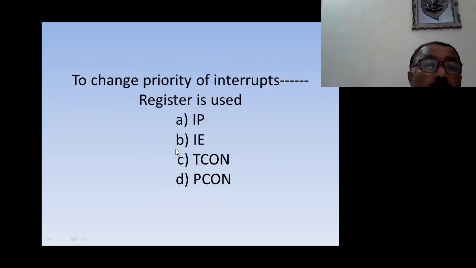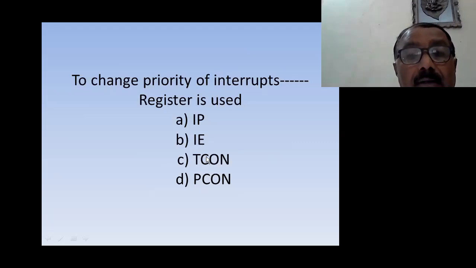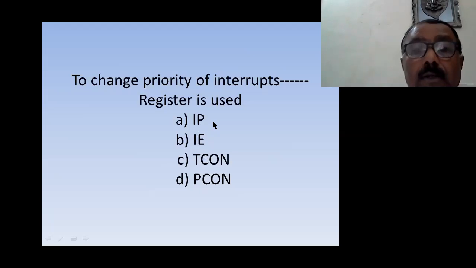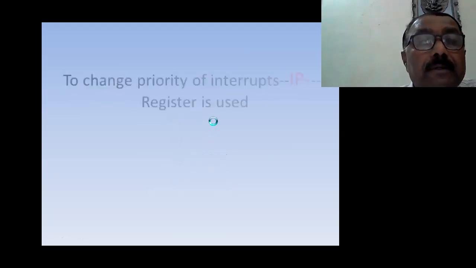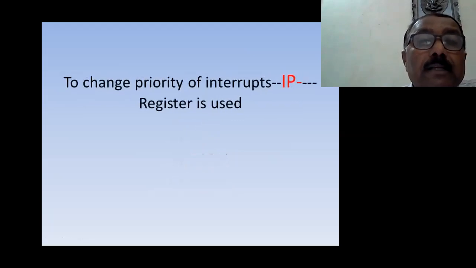Next question. To change the priority of interrupts, dash dash register is used. So IP register, IE register, TCON register, and PCON register. So the IE register is used for interrupt enable and disable. TCON is the timer register. PCON is the power control register. Therefore, the IP register is used to change the priority of interrupts. Now next question. To change the priority of interrupts, the IP register is used.